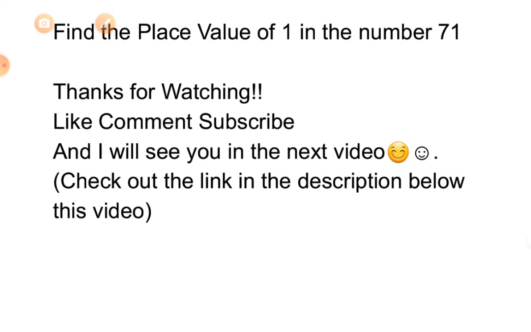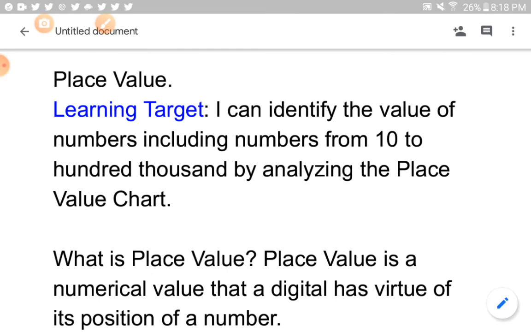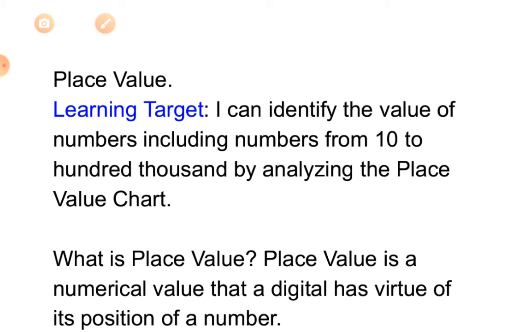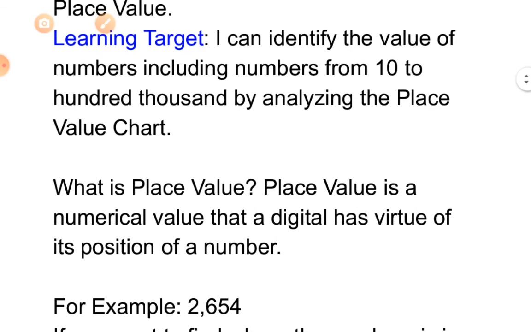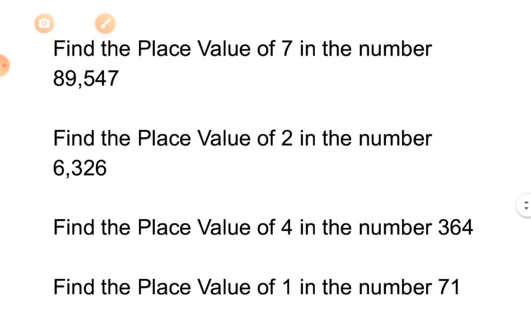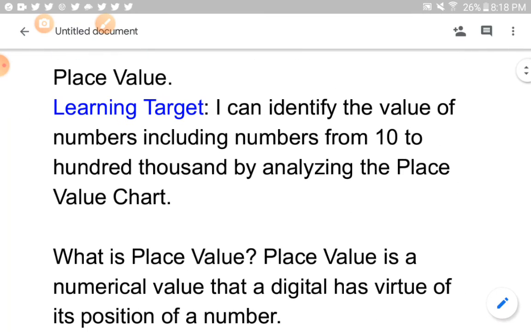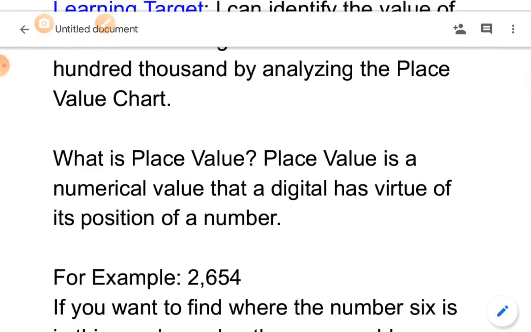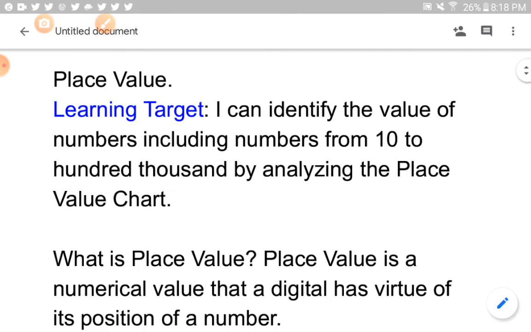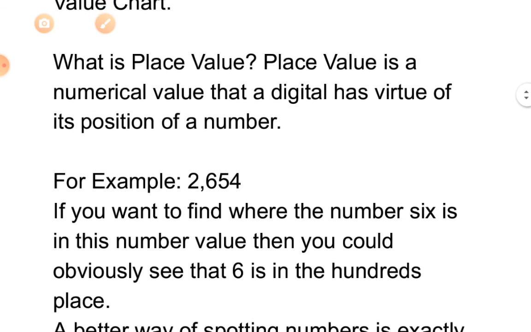But before I end this video, there's a few tips of reviews that I want to talk about place value. So basically what we did was found the value of numbers, including from 10 to 100,000. So we analyzed the place value chart. So for examples like these, we did not need a place value chart because we just memorized the place value chart in our head. We analyzed it. We identified the value of the numbers that included from 10 to 100,000. So basically, we reached our learning target.